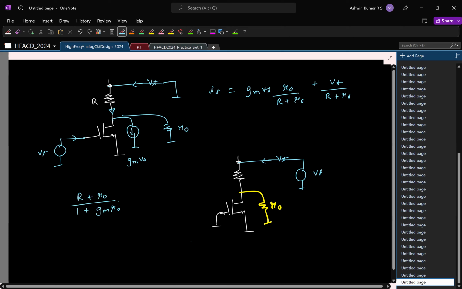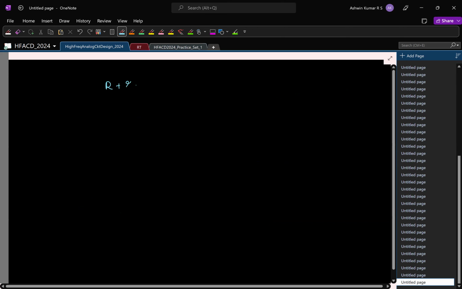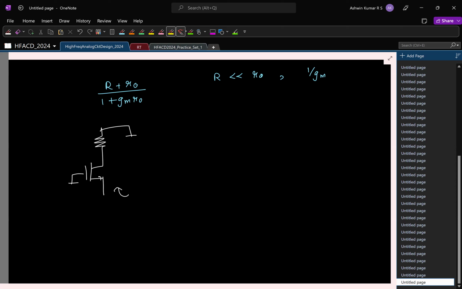Again, if R naught tends to infinity, what happens to this? 1 by gm. Actually, this should have struck you. I have a case where the resistance is this, which means if my R is much, much smaller than R naught, does it remind you of something? In a common gate, you work out these two and form the parallel between the two, then you'll understand.